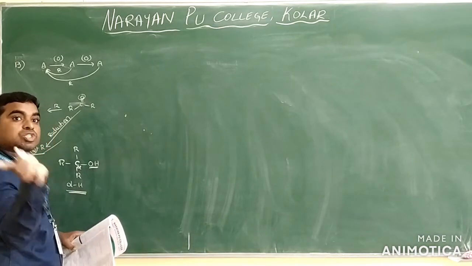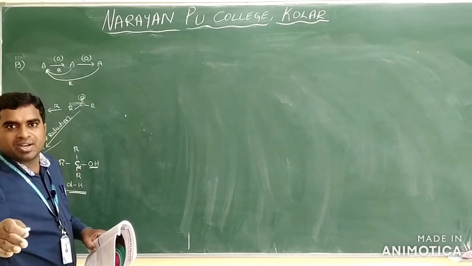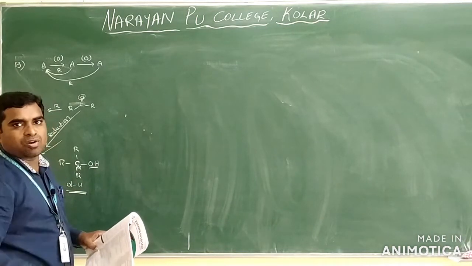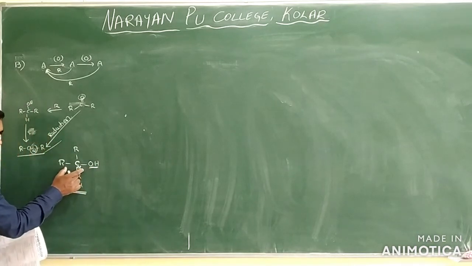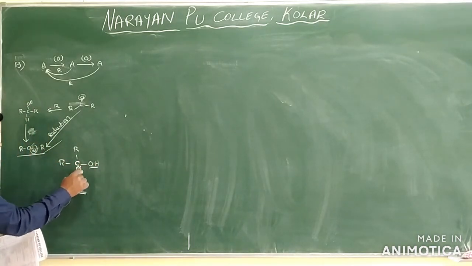Clear? But with a strong oxidizing agent like concentrated H2SO4, first there will be dehydration, the alkene will be formed, and only after that oxidation. But they do not undergo oxidation easily. Why? Because they do not have the alpha hydrogen.